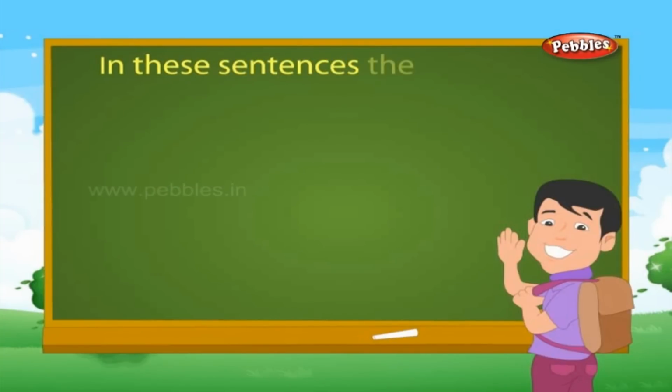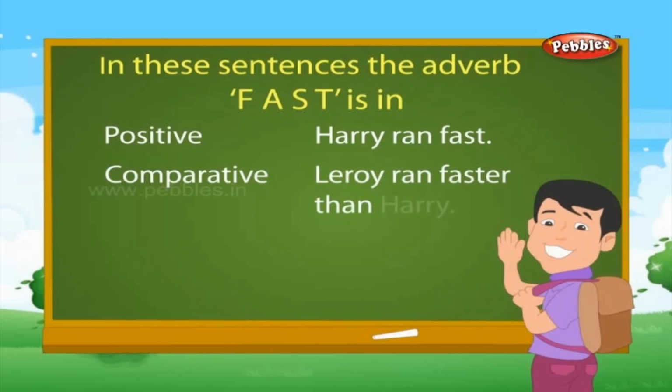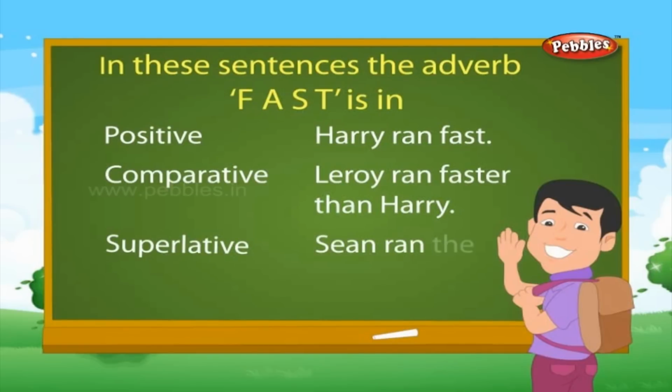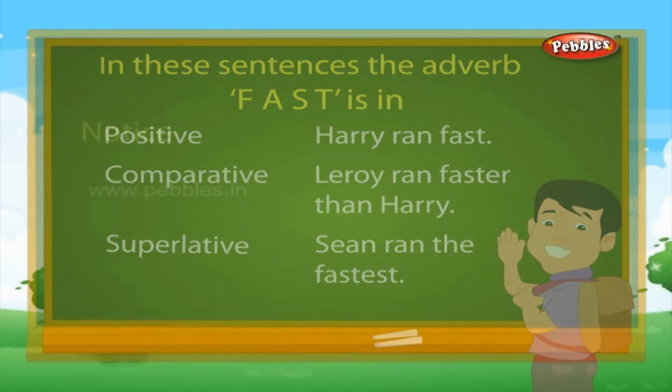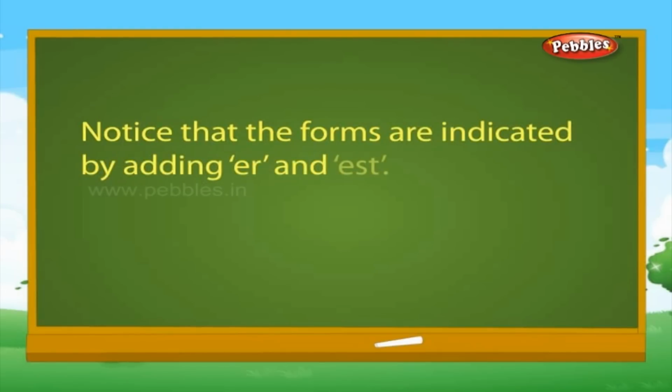In these sentences, the adverb FAST is in positive. Harry ran fast. Comparative. Leroy ran faster than Harry. Superlative. Sean ran the fastest. Notice that the forms are indicated by adding ER and EST.